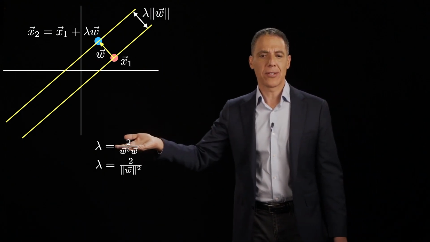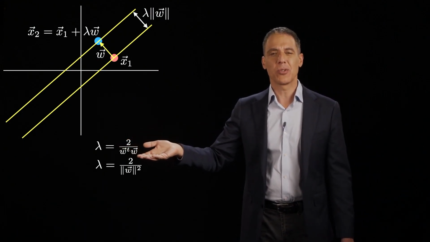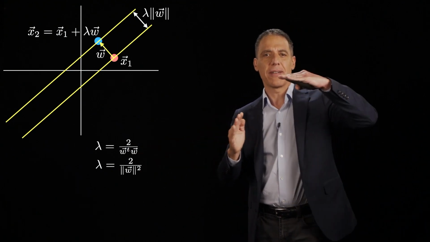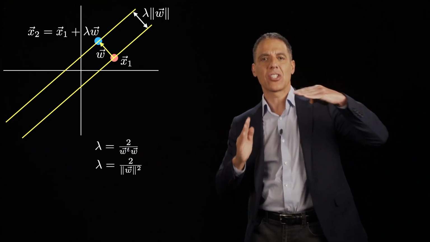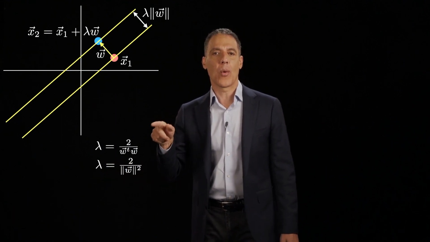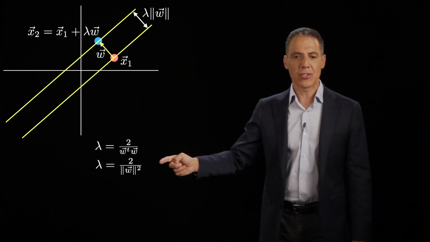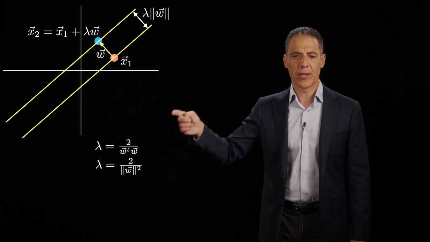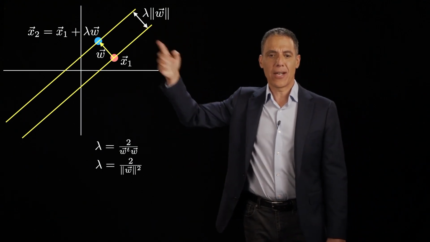Well, let me rewrite this. Lambda is equal to 2 over w transpose w. Remember what that is? I take a vector, I take a dot product with itself, I sum the squares, so that's just the vector norm squared. Okay, so lambda is 2 over the vector norm squared, which looks a lot like that over there.